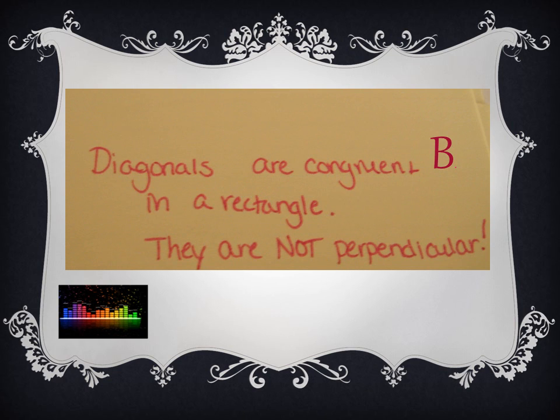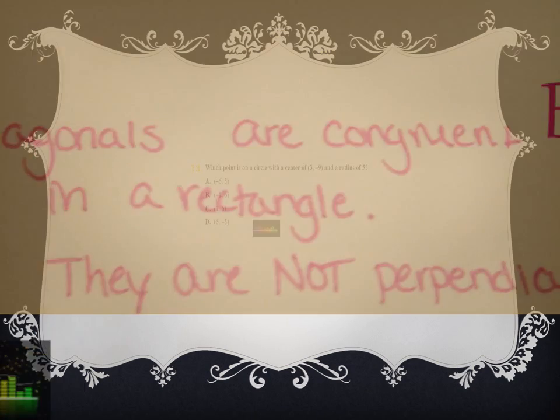What we know about a parallelogram is that the diagonals bisect each other. So to differentiate between a parallelogram and a rectangle, we know that in a rectangle the diagonals are congruent. So our answer choices would come down to B and C. But we also know that the diagonals in a rectangle are not perpendicular, so our answer choice would be B. The diagonals are congruent.